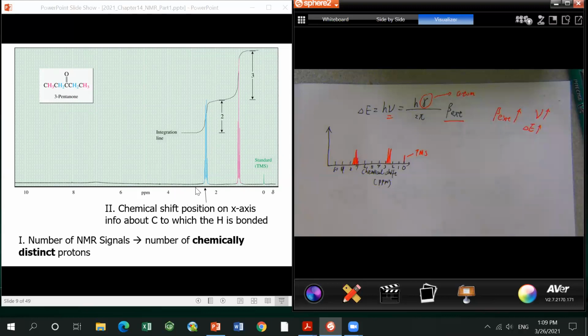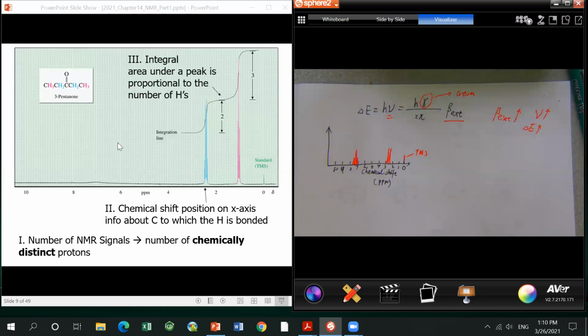The second piece of information: these 2 signals won't be the same. They show different positions on the NMR spectrum scale. We call these chemical shift positions, on the x-axis, and they tell what kind of environment, what kind of carbon the hydrogen is bonded to. For example, the blue CH2 is close to the carbonyl, which has a slightly stronger inductive effect, so de-shielding. We'll talk about that later, so don't worry. That's why it has a higher chemical shift. But the red one is just next to another CH2, so it has a lower chemical shift.